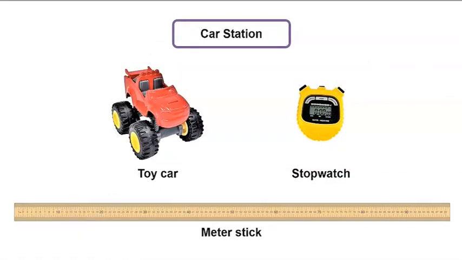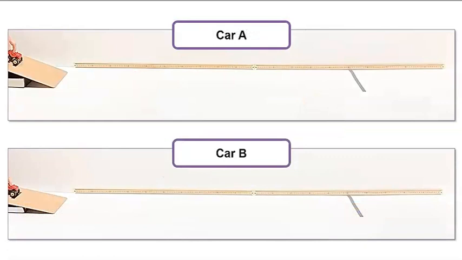So let's use the meter stick to measure how far the car travels and a stopwatch to measure how long the car takes to travel that distance. I have two ramps and two of the same toy car. Car A is on a ramp that is 11 centimeters tall. Car B is on a ramp that is 6 centimeters tall.